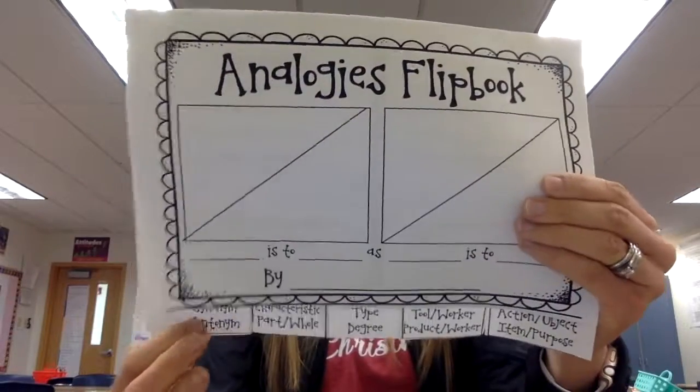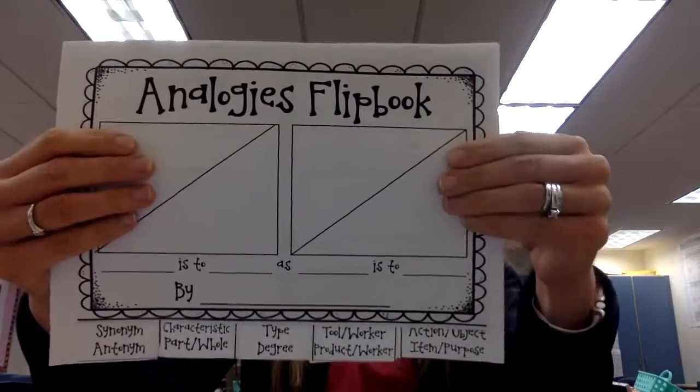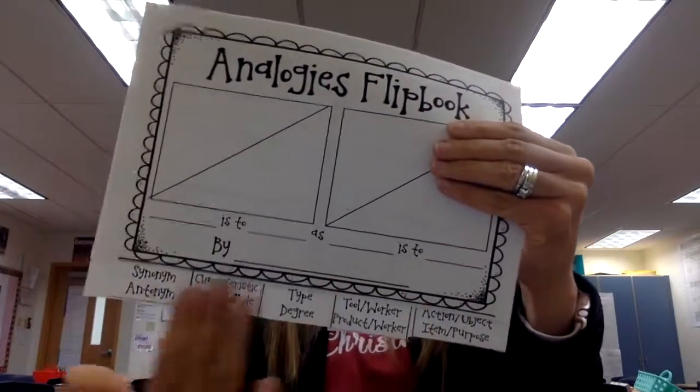Okay, so once you've completed and cut the sections off on the bottom, you will raise your hand and let me know that you need a stapler. And you're going to line these up before I come around and staple them for you. You are going to line them up to where all of my tabs on the bottom match what you see here. So you should have synonyms, part to whole, type and degree, tool to worker, and action and item should be last. So it should line up like this so that I can see them all, and I'm going to staple it up in the corner.